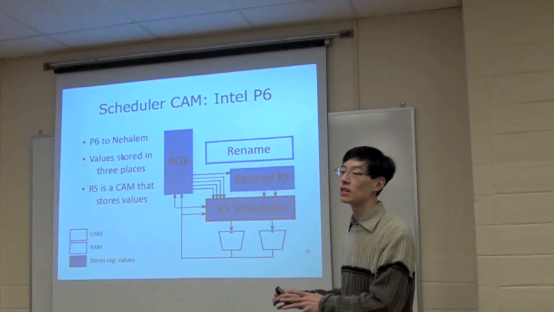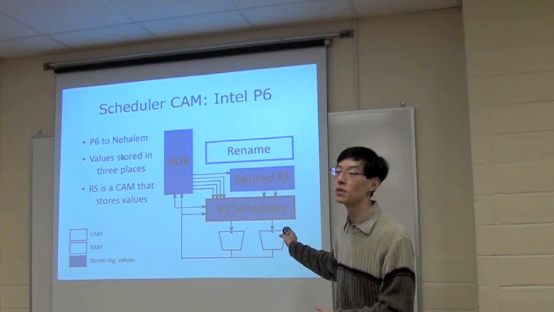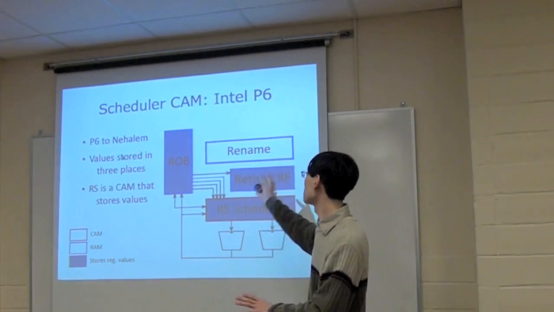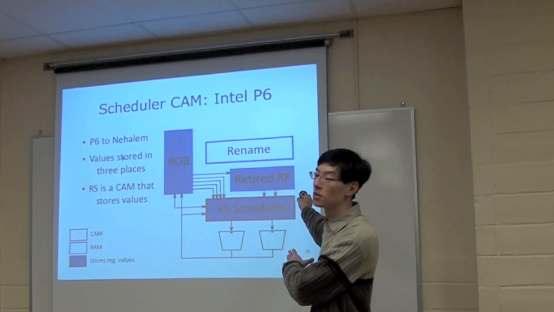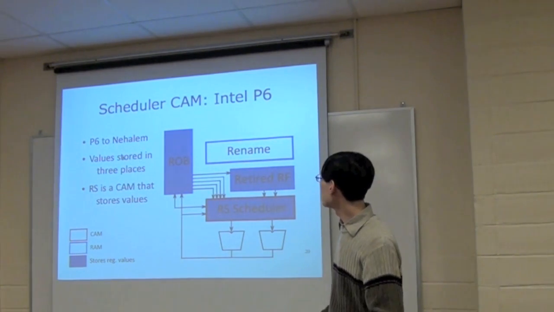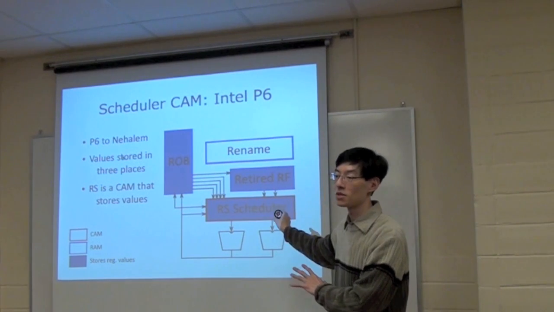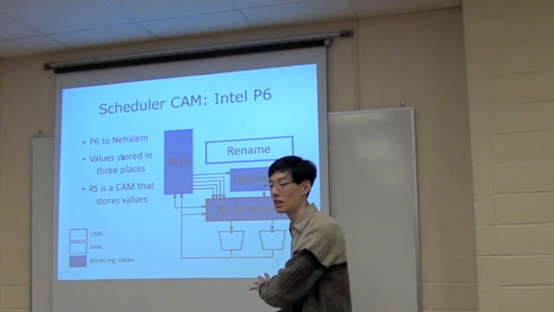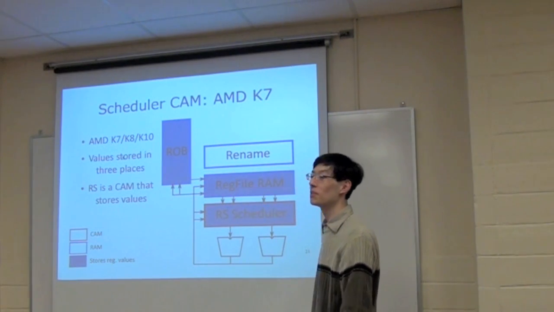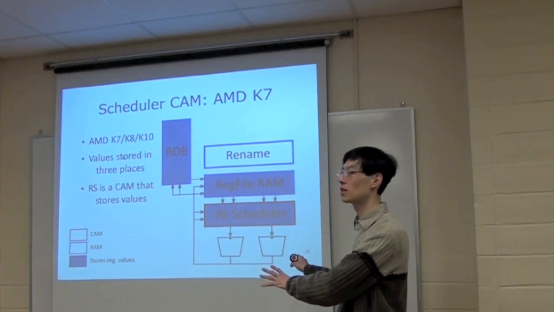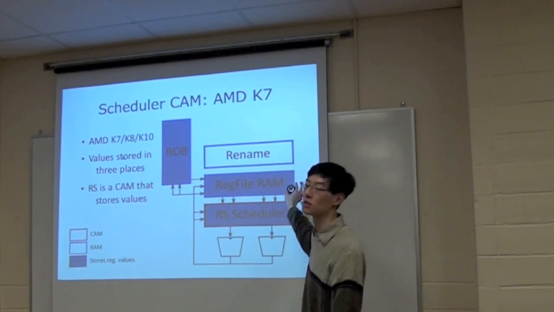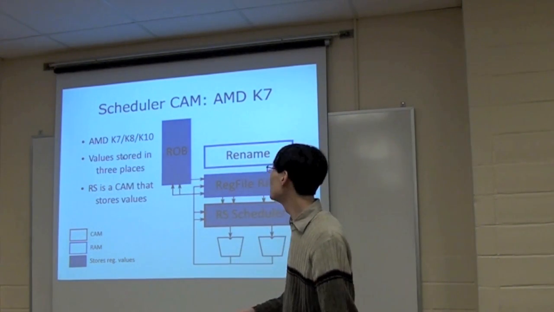Here's an example from the Intel Pentium Pro, which was actually used up until the Halo. You see that operand values are stored in 3 places: the reorder buffer, the retired register file, and the reservation station. So that means that there are 2 multi-ported RAM structures here, and a CAM that stores data. AMD's version is slightly better. It still stores the operands in 3 locations, except that the reorder buffer now has fewer ports because they changed the register file. But it's roughly the same.